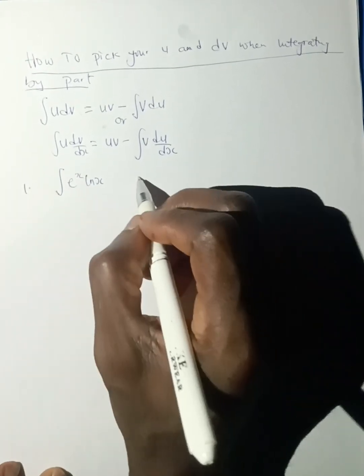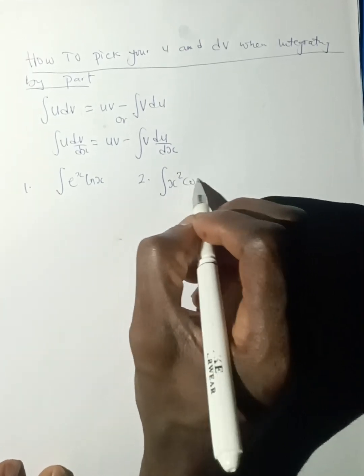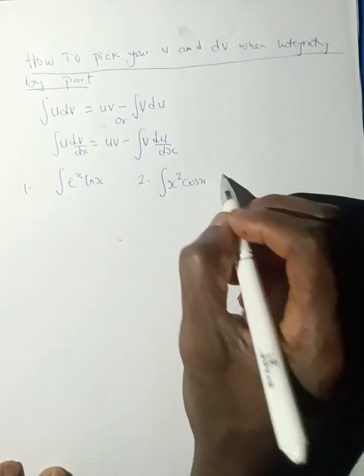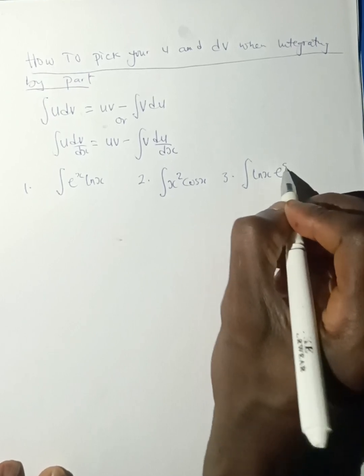Then you have another example. Let's say example 2. Integral of s square cos s. Then you have another example, example 3. Integral of ln s exponential 5s.